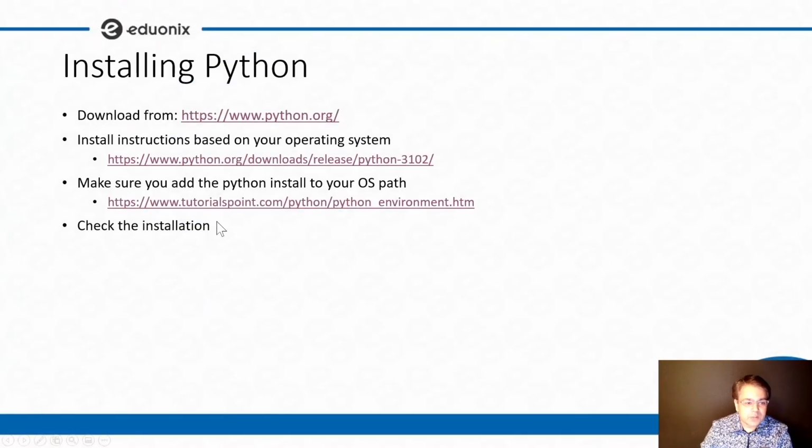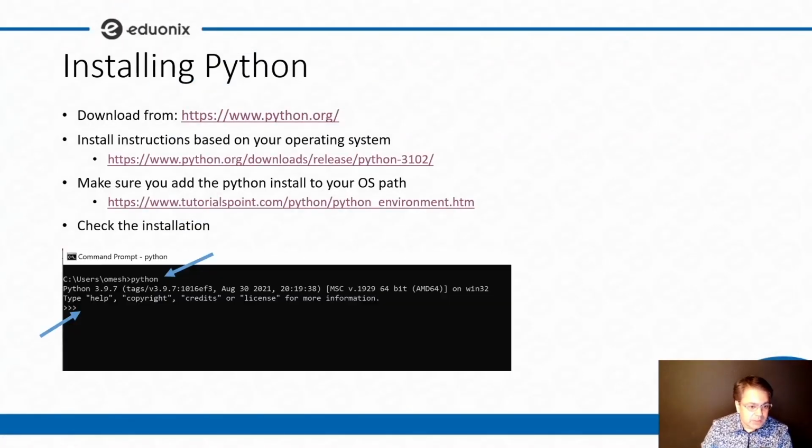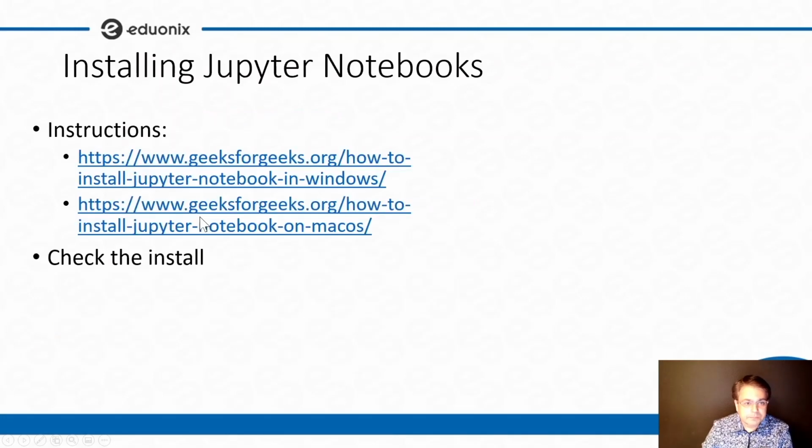And when you're done, you would like to check your installation. What you do is you open a command prompt in Windows or a terminal in Linux or Mac and just type Python. This should give you a Python prompt that also tells you the version that you have installed. If you get this, that means your Python installation has been successful.